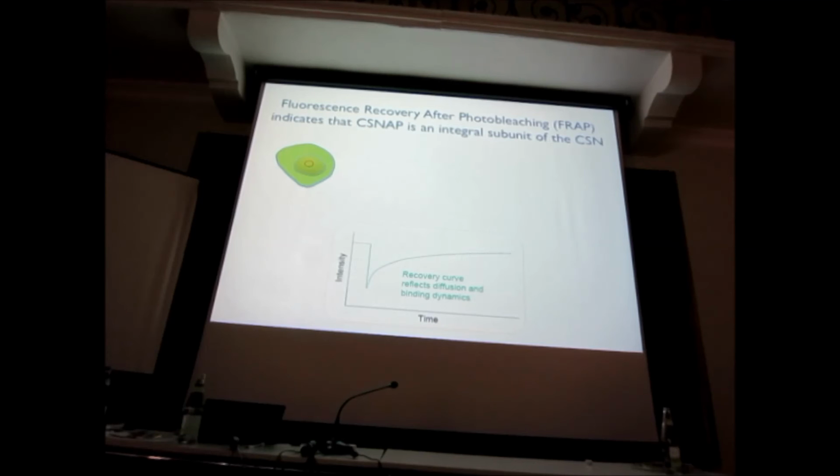And the last piece of evidence I would like to show you that we've validated in cells that CSNAP is an integral subunit is that we used the FRAP method, the fluorescence recovery after photobleaching assay, in which you tag your protein of interest with a fluorescent tag. You then bleach a specific region within the cell. We did it both for the nucleus and the cytoplasm, but I will only show you the results from the nucleus right now. And then you follow how fast there is recovery in fluorescence in the area that you bleached. And this allows you to generate recovery curves.